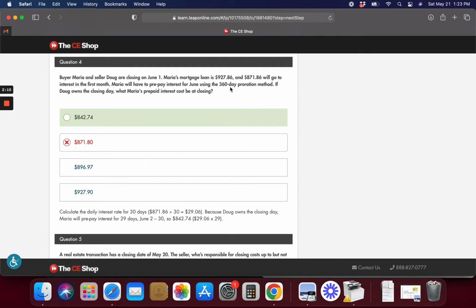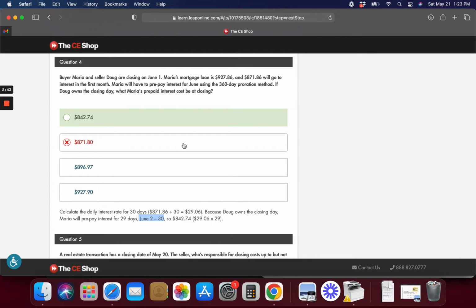Okay, this one was a guess, but not a good guess. And if I would have guessed this one right, I would have passed this test right away. Okay, let's see. All right, so calculate the daily interest for 30 days is $871 divided by 30, 2906 times 29 days from June 2nd to the 30th.